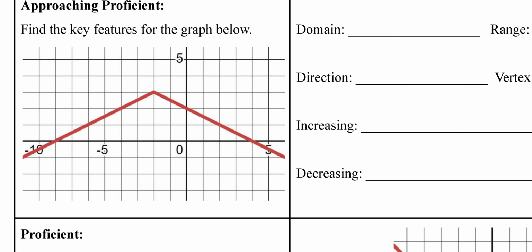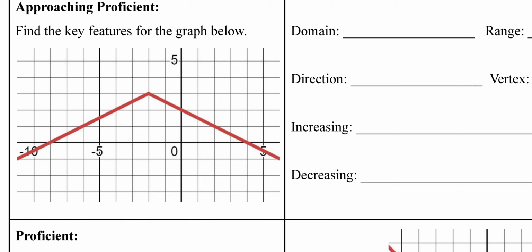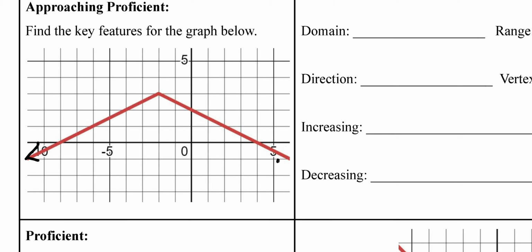So the domain. Now we're going to assume, since these go all the way to the edge of the graph, that they continue in both directions. It does appear to be going down, but it also appears to be going to the left on the left side, and on the right side continues to be going to the right. And it obviously includes all of these values in between. So our domain is all the way to the left and all the way to the right, or from negative infinity to positive infinity.